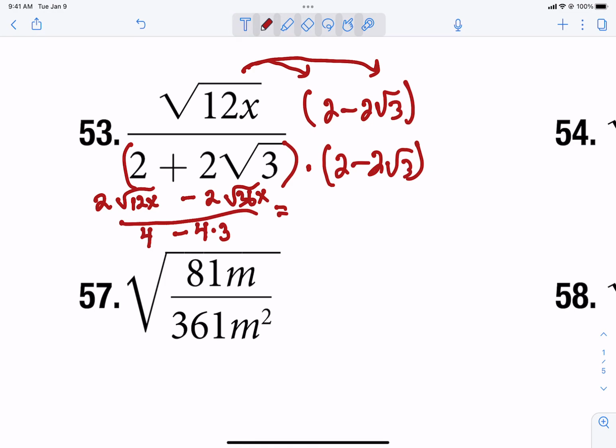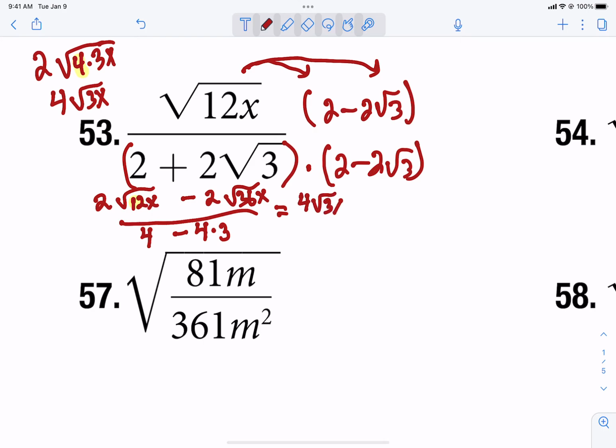And you can test that out if you take the distribution a little slower. So what do we get on top? Well, unfortunately, there are some things that can reduce, but not much. That 12 is 4 times 3. So 2 times the square root of 4 times 3x. It leaves a 3x behind, the 4 comes out. So that's 4 radical 3x. Now this one's a little clearer. The 36 square rooted is just a 6. It comes out, multiplies by the 2 that's there.